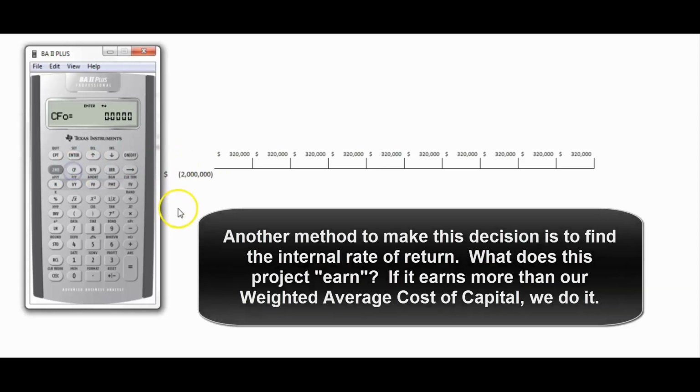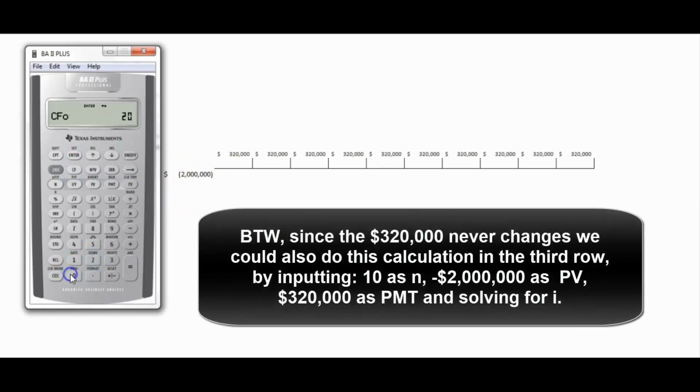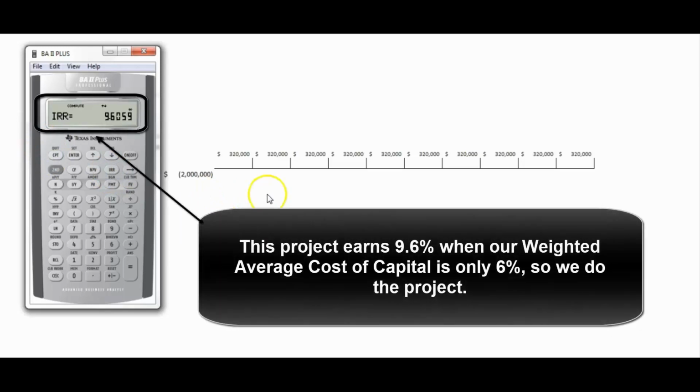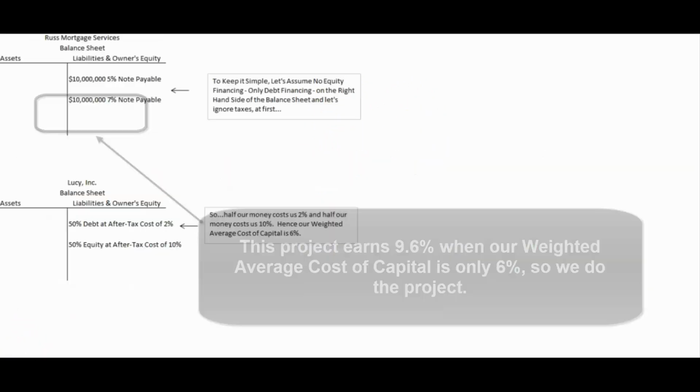Let's go to the dreaded cash flow menu again. Let's stick in the cash flow at time zero. Remember, it's $2 million. It's dollars out, so let's plug it in as a negative. And we'll go down. It wants the first cash flow. Well, the first cash flow is $320,000. Enter, down. And then how many times do we get it? 10 times. Enter, down. Nothing else to enter. And now we'll hit IRR, compute, and it's 9.6%. So this project earns 9.6%. Our money costs us 6%, so we do the project.